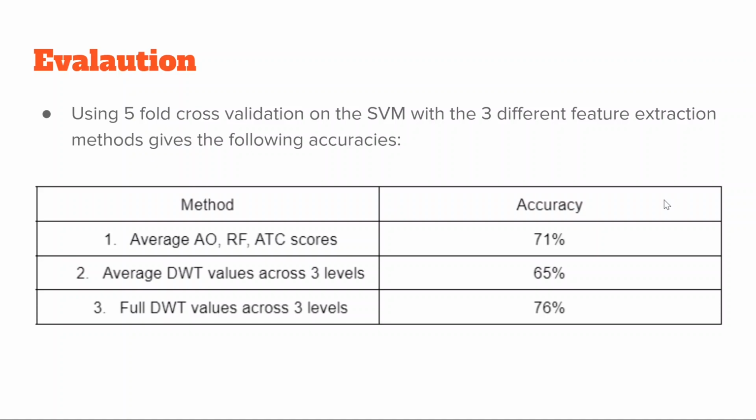So for the first method of averaging the AO, RF and ATC scores, that gave 71% accuracy. Averaging the DWT values across 3 levels gave 65% accuracy, and using the full DWT array across 3 levels gave 76% accuracy. So the highest accuracy was option 3, using the full array. So therefore this method was chosen as our final method.